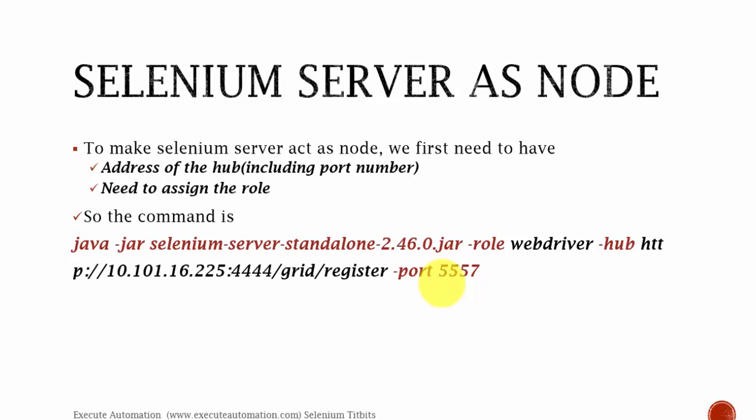So now any request you want to pass from your client machine, from your server to the node, you can just do because your node is now registered to the particular Selenium server, which is nothing but the Selenium hub, right? So this is basically the grid setup.